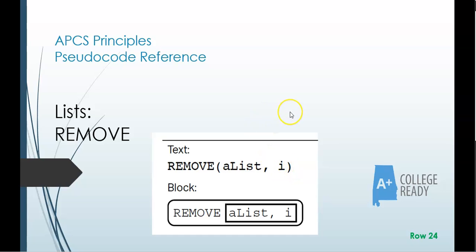And after it removes it, anything that was to the right of it is just going to shift down in that list, and the list size will be one less than what it was originally. All right, so let's go ahead and see what that looks like in Snap and in Python.